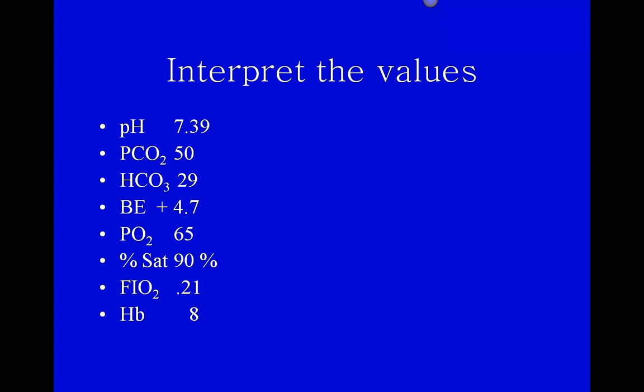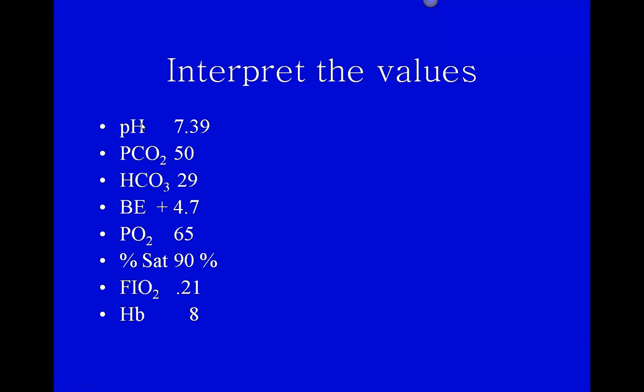Next, look for compensation, and to do that, ask yourself these questions. If the respiratory system caused the problem, look at the metabolic system. Has it tried to fix the problem? Has it moved outside its normal range of 22 to 26? Yes. It's trying to fix the problem. So I at least have partially compensated. If it was still within 22 to 26, I have uncompensated.